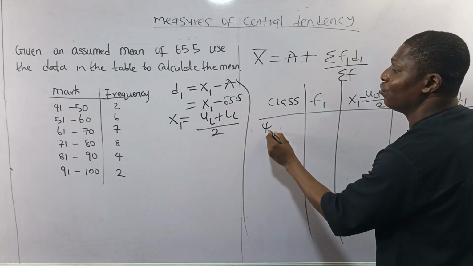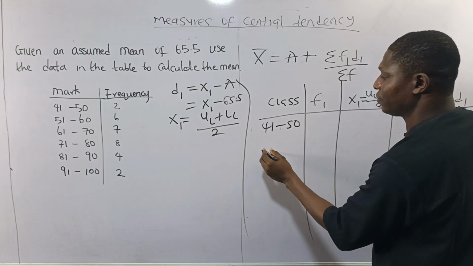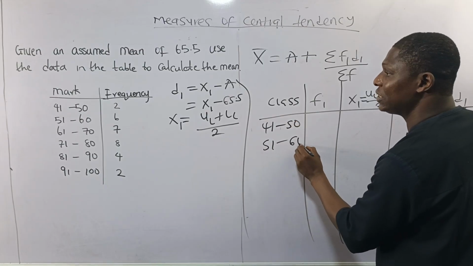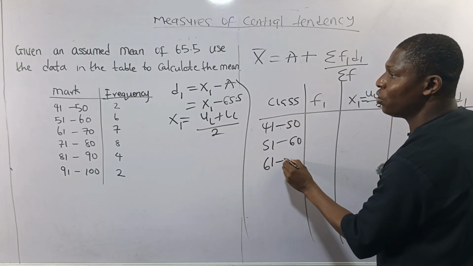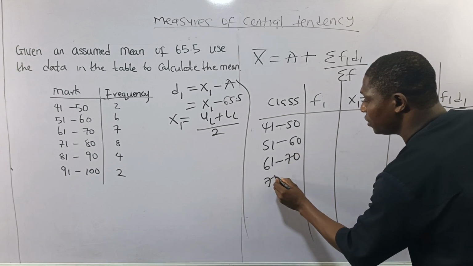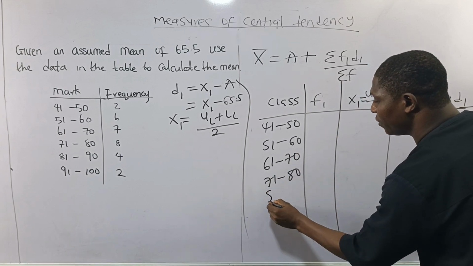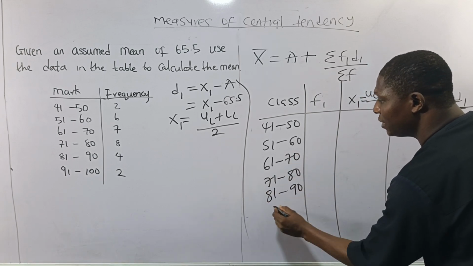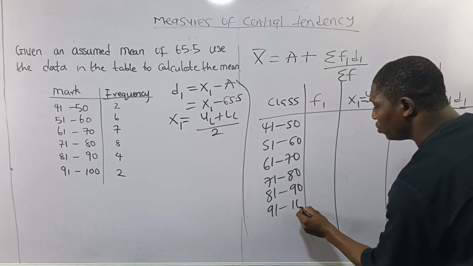So our classes: 41 to 50, 51 to 60, 61 to 70, 71 to 80, 81 to 90, and 91 to 100.